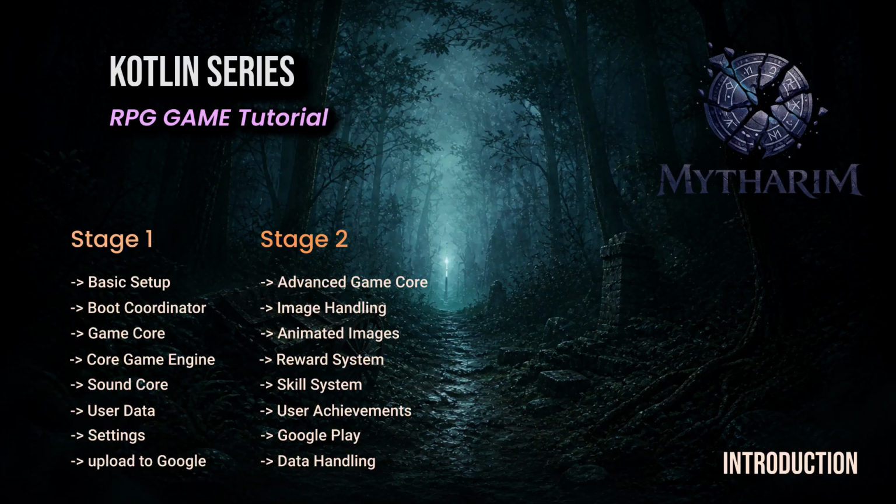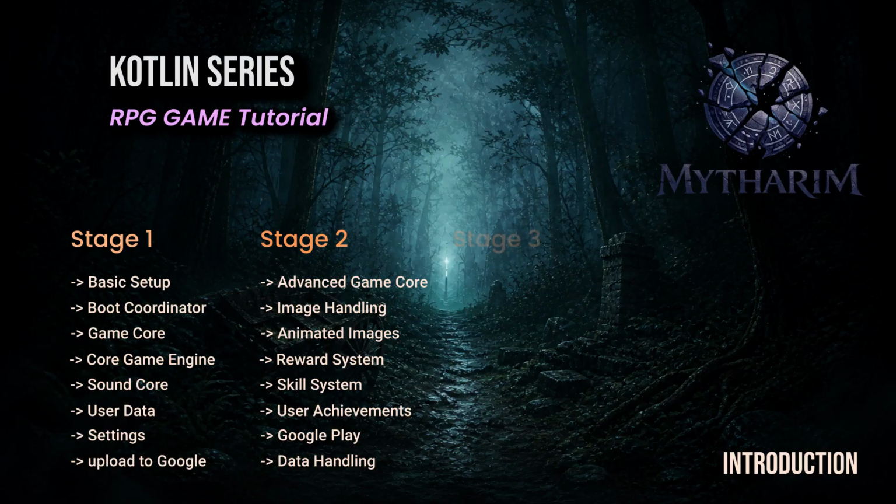Next comes the reward system. This is where things get interesting. Rewards are not the same as skills. Those will be handled separately. With the core systems in place, we add achievements, including Google Play achievements, and I'll show you how to set them up. Finally, we handle data storage and optimization, making sure everything runs smoothly without unnecessary delays.